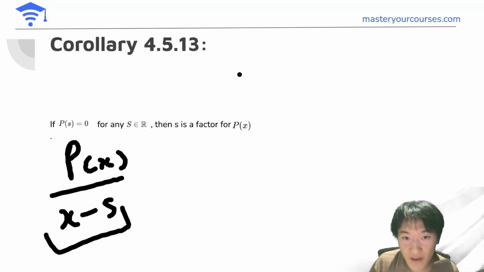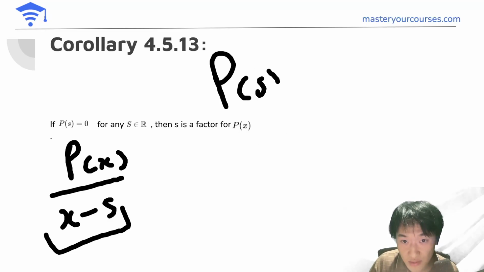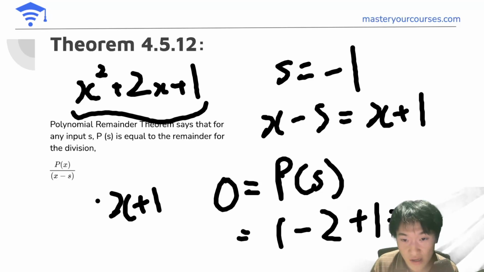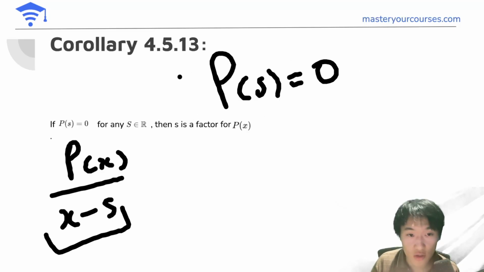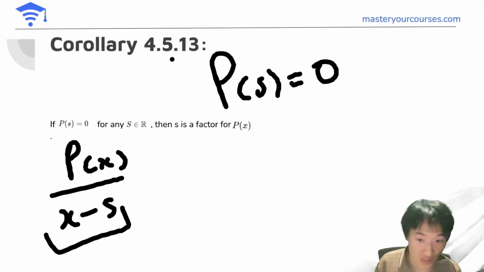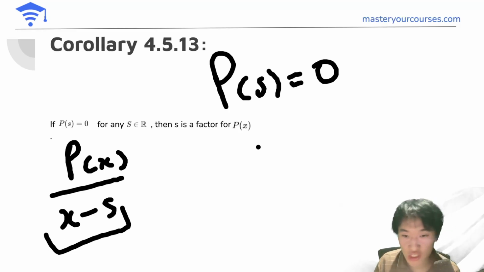So if you ever find an s such that p of s is equal to 0, like what we did over here, we can see that minus 1 evaluated is equal to 0, then x plus 1, or x minus minus 1, is a factor for the polynomial. So this is a cool way to kind of reinvent how to find factors, right? Before we were doing factorization and going from the quadratic formula, but in this way we can just use test points and see if this input works. We can try another example.